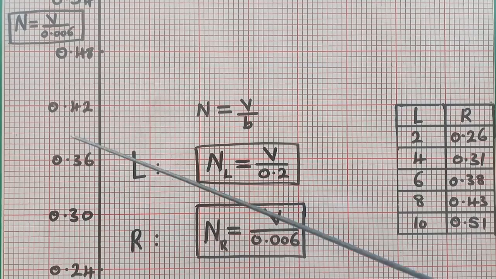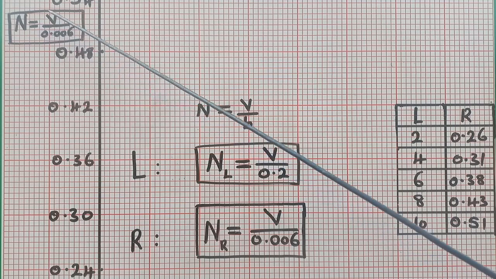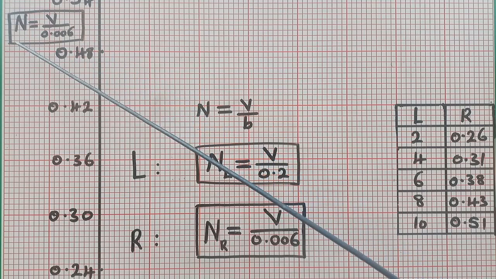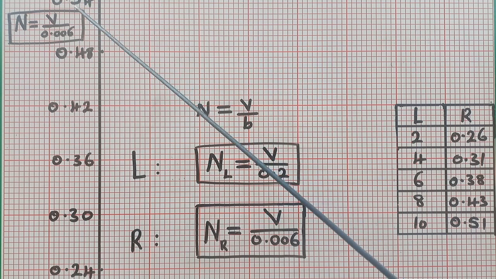For this vertical axis, we have written this result, that n is equal to v over 0.006. From now on, until the end of this graph work, this formula will be helping us to determine positions and values. I repeat, throughout the remaining time of this graph work, this formula will be helping us to determine positions and values. The same thing is to be done for the horizontal axis. Let's watch it.